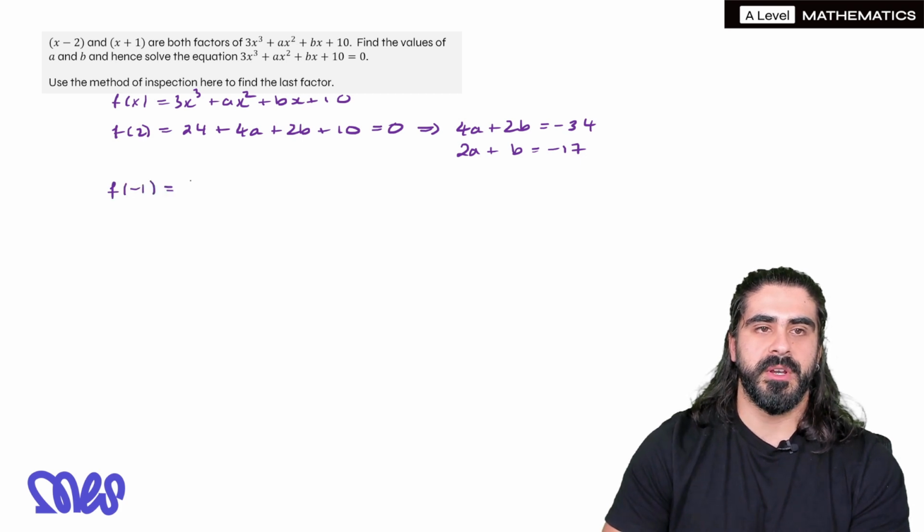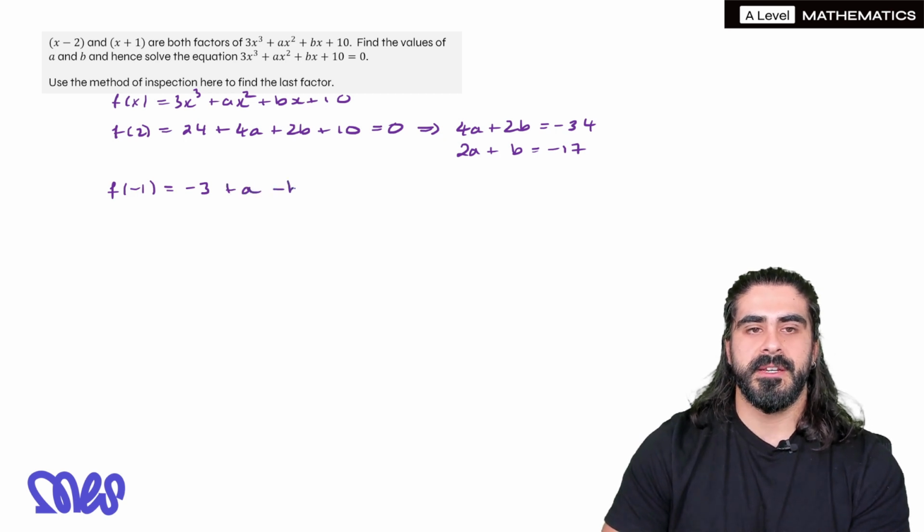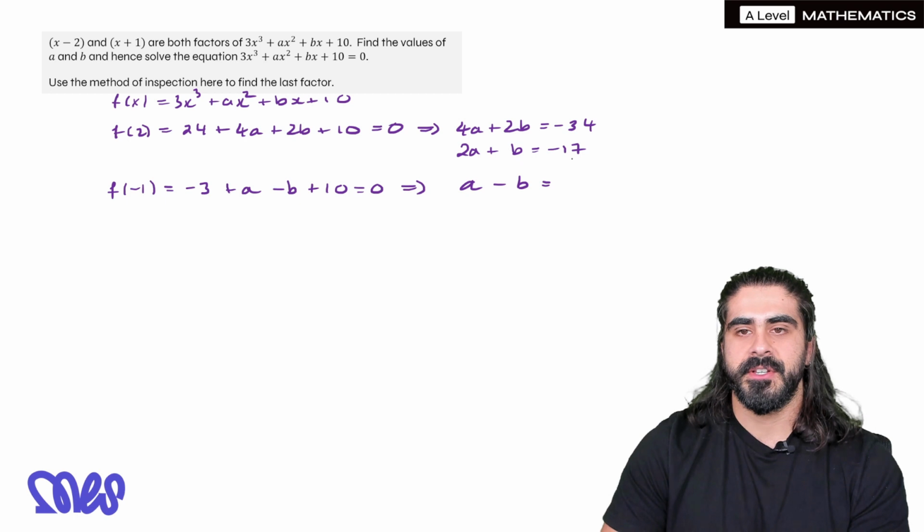What about f of minus 1? When you sub in minus 1, you get minus 1 cubed times 3 is minus 3. Plus minus 1 squared times a. That would just be a. B times minus 1 is minus b. Plus 10 is 0. So we're left with a minus b equals, then minus 3 plus 10 is 7. Move it to the other side is minus 7.